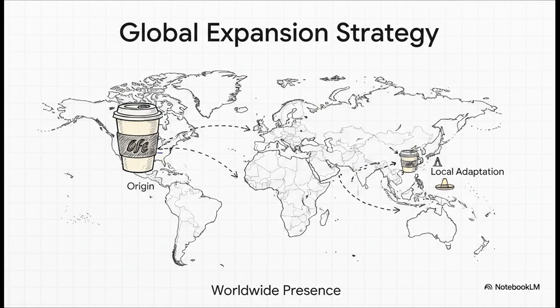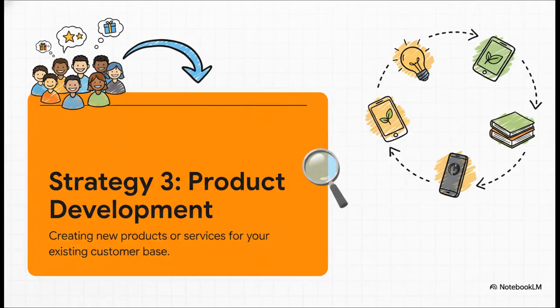Now, they were smart about it. They kept the core experience the same, but they'd tweak the menu a little for local tastes. And the result? More than half of their 38,000 stores are now outside the US. That's just wild. All right, on to our third strategy, product development.